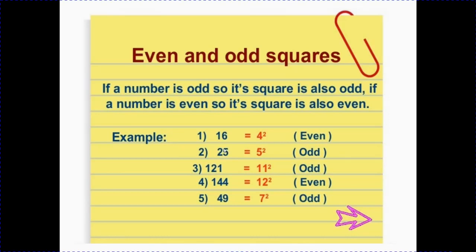If it's even, we'll get an even square. We'll get a square which is even. If it's odd, we'll get the square as odd.